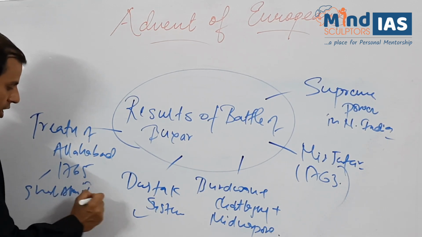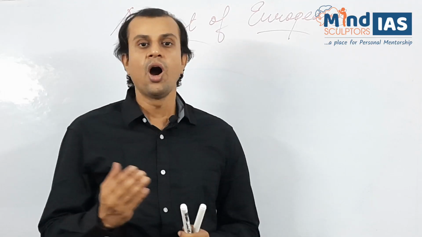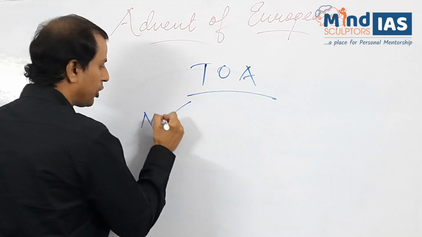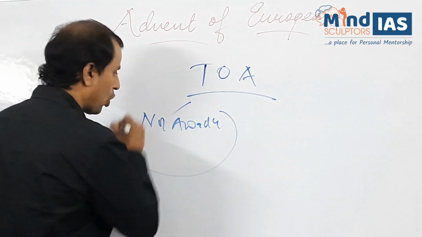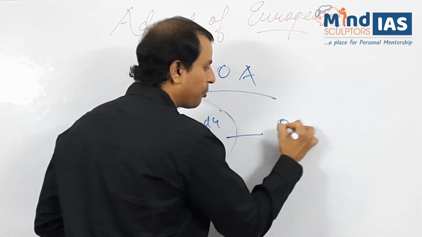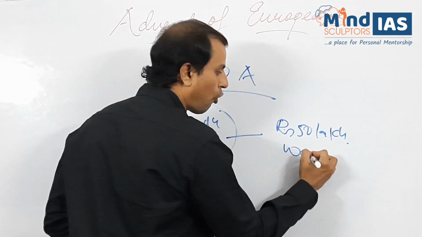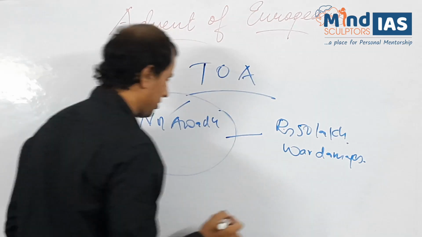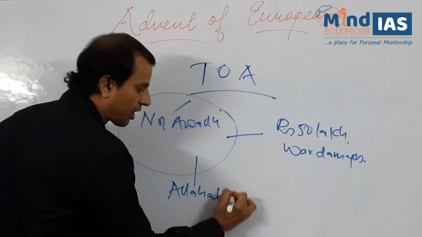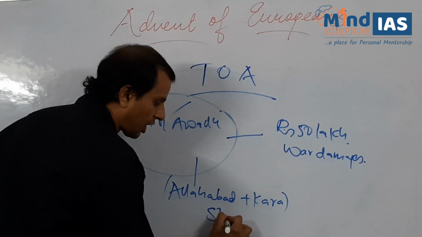Now, under the first Treaty of Allahabad, with the Nawab of Awadh, what were the provisions made by Robert Clive? First, rupees 50 lakh had to be given by the Nawab of Awadh as war damages. Secondly, Allahabad, now Prayagraj, and Kara had to be given back to the Mughal Emperor Shah Alam II.